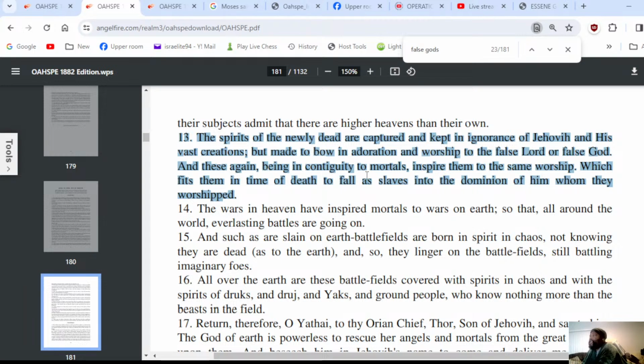And these again, being in contiguity to mortals, inspire them in the same worship which fits them, in time of death, to fall as slaves in the dominion of him whom they worship.